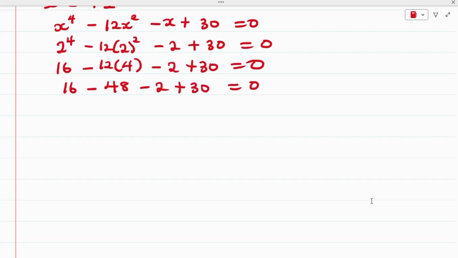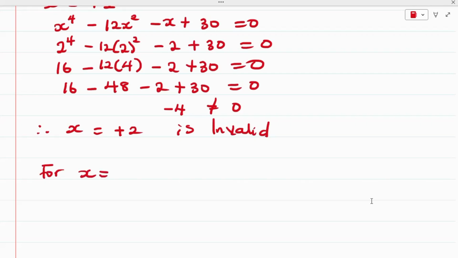16 minus 48 minus 2 plus 30 is going to give us minus 4, which is not equal to 0. So therefore, x equals plus 2 is invalid. So we're going to test for x equals minus 2.